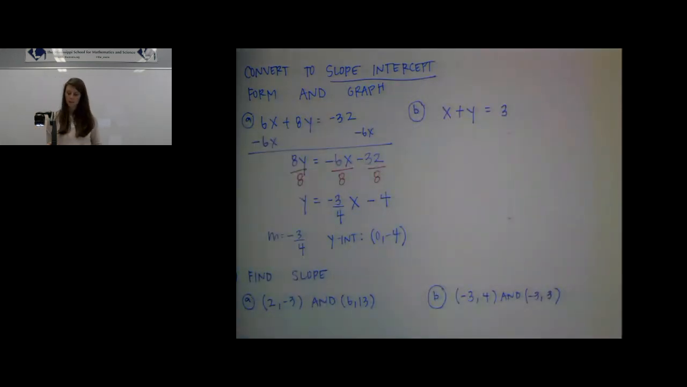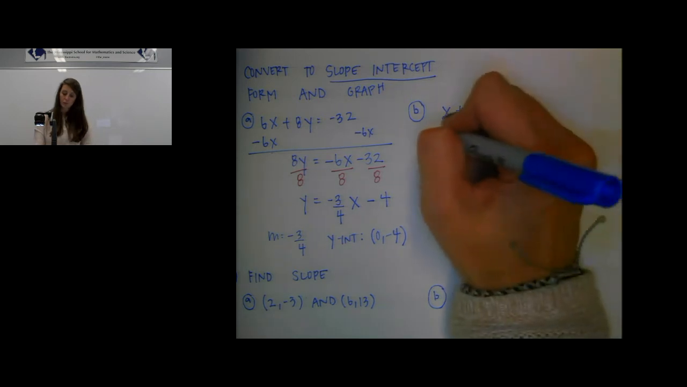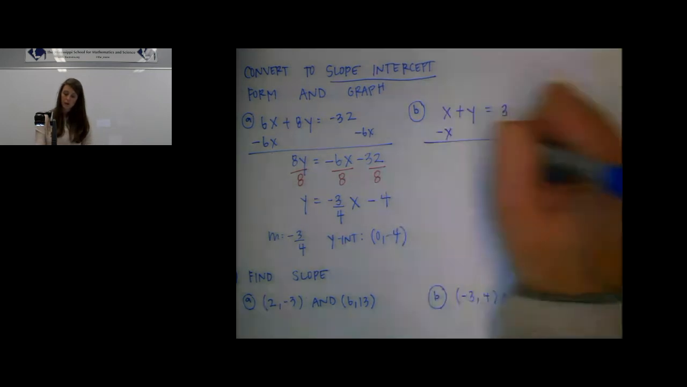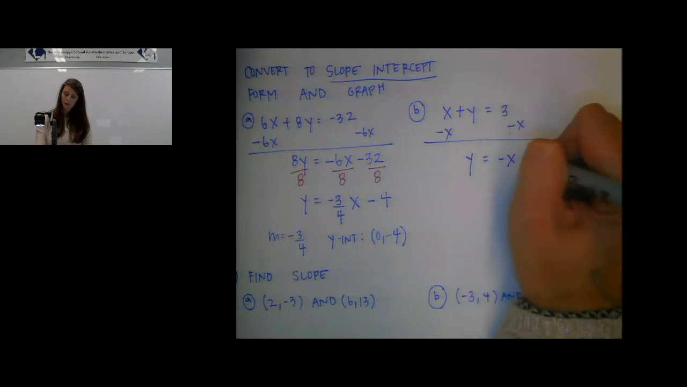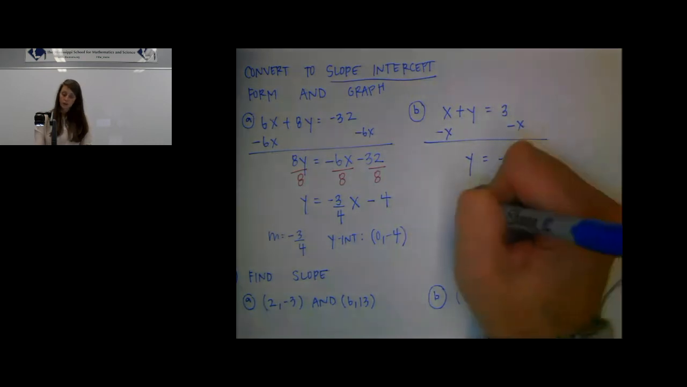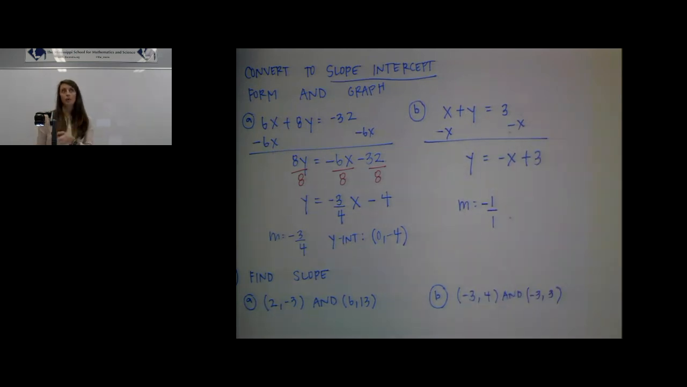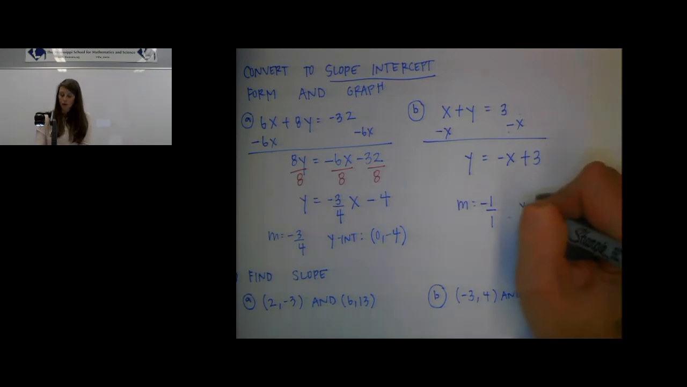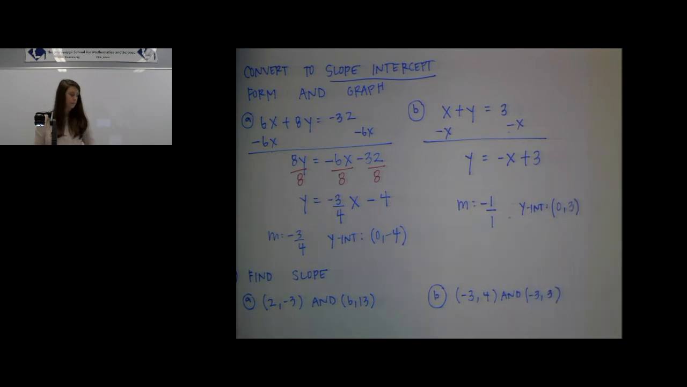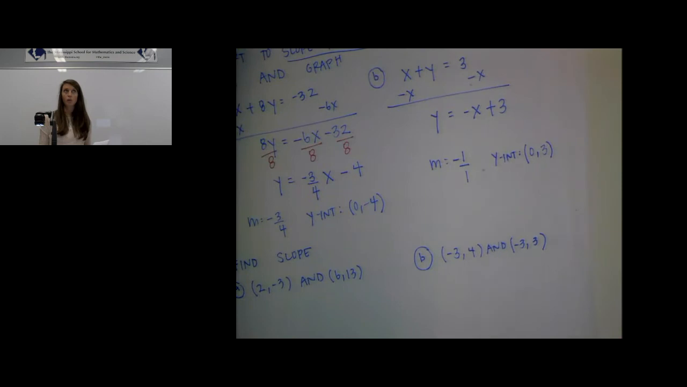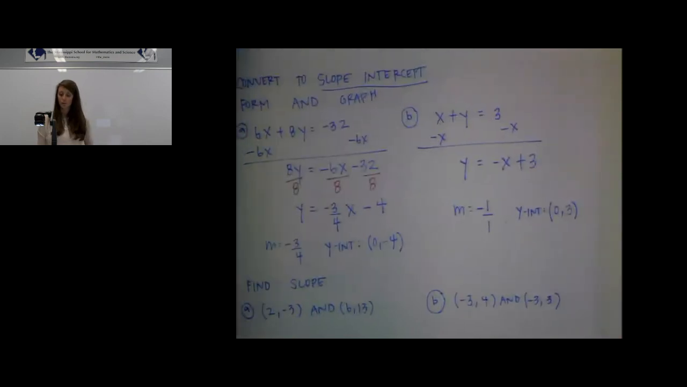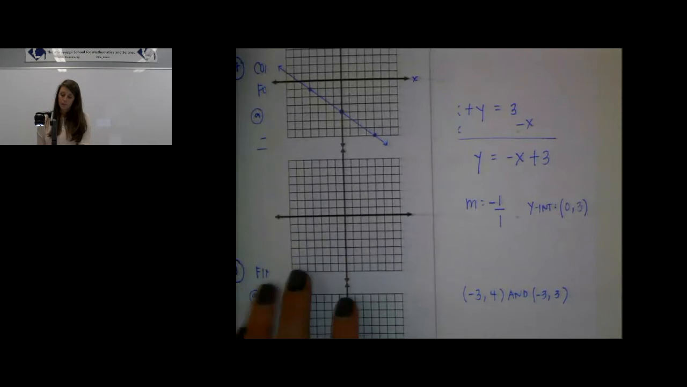All right, so this one, I've got x plus y is equal to 3. So I need to solve this equation for my y. So I'm going to subtract my x, so I'm going to get y equals -x plus 3. So the slope here is going to be -1, and that's going to be -1 over 1 because it is a whole number there. The y-intercept here is going to be (0, 3). Okay, so again, my y-intercept is the only ordered pair that I know. That is the only ordered pair that I know. Okay, so it's the only thing I can plot.